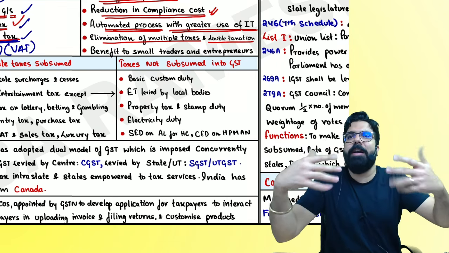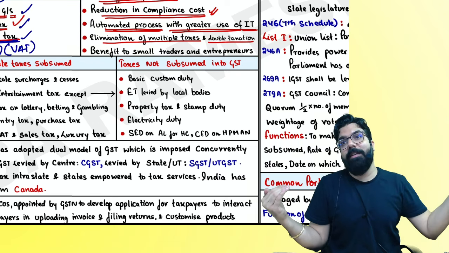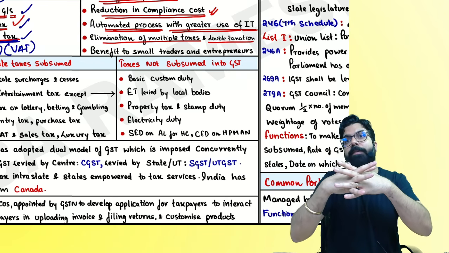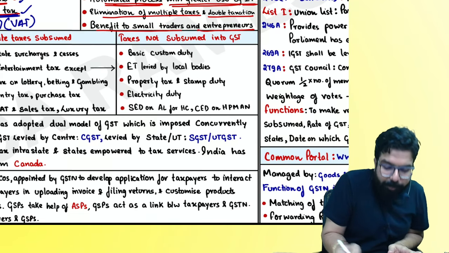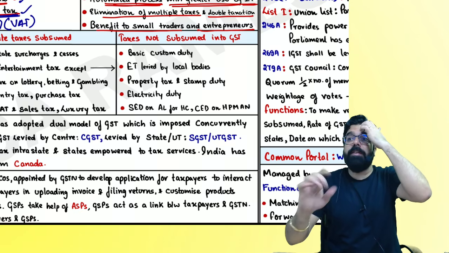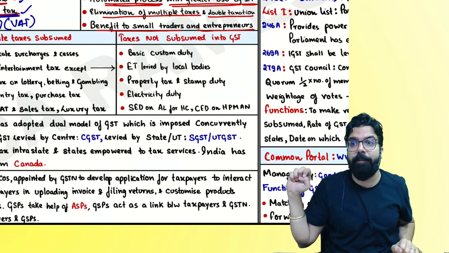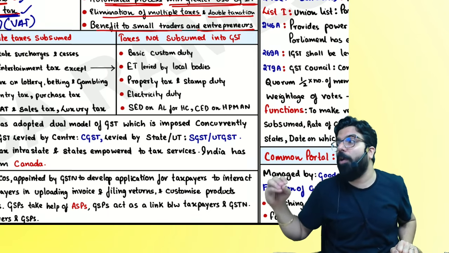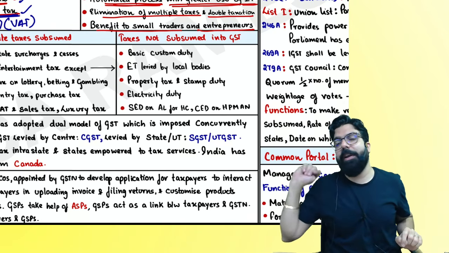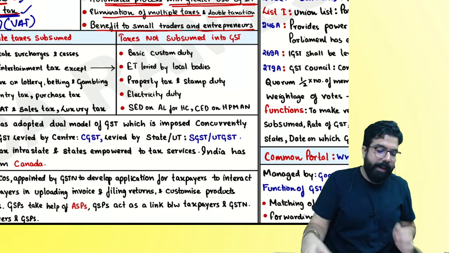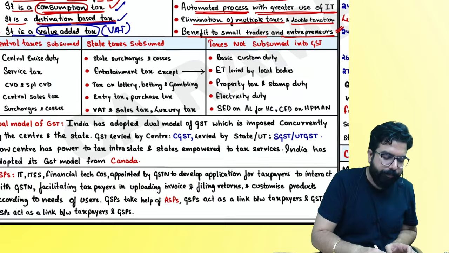Then elimination of multiple taxation, double taxation. All multiple taxes gone. Double taxation: buying, pay GST; selling, pay GST. Can I set it off? Yes. Next, benefits to small traders and entrepreneurs. Now in GST, if you are a supplier of goods, you are given a limit of 40 lakh rupees. You don't have to take registration. So if I'm a small entrepreneur or small trader, is it beneficial for me or not? No tension up to 40 lakh. Are we clear, everyone? And hence they are telling, because of GST, small traders have also benefited.